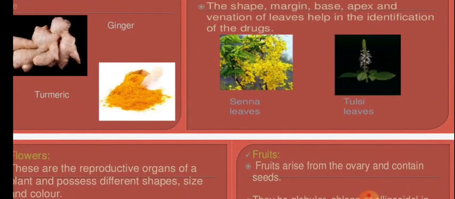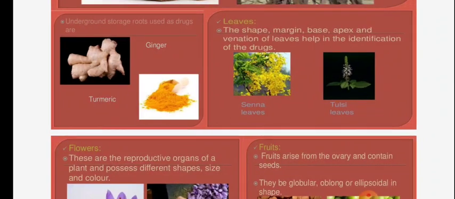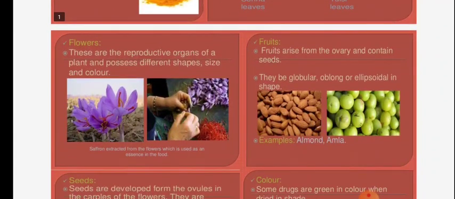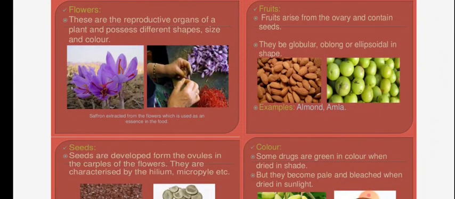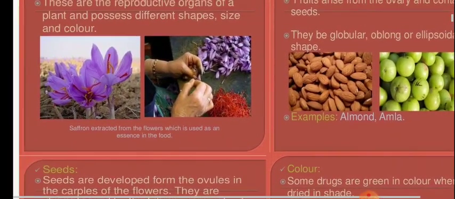In Marathi it is called sonamukhi. Then tulsi, Ocimum sanctum, right? It is also one of the medicinal uses under the leaf drugs. And under the flower, here you are observing saffron, केशर म्हणतो आपण त्याला.